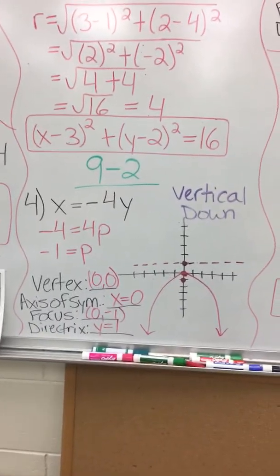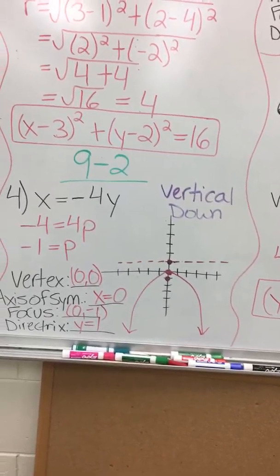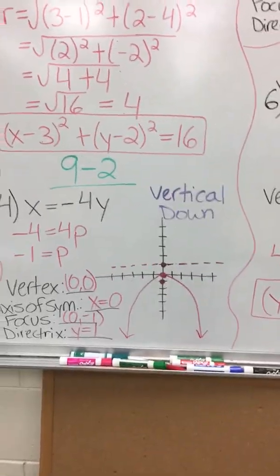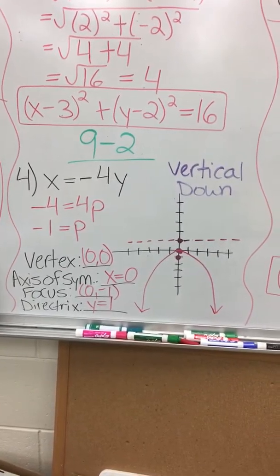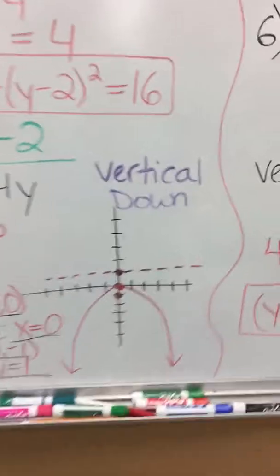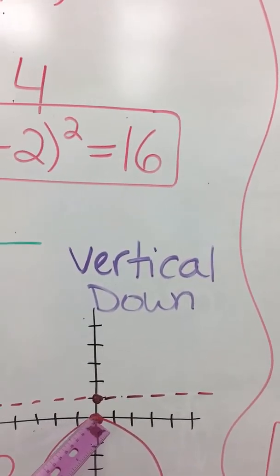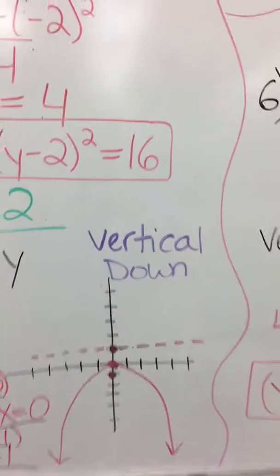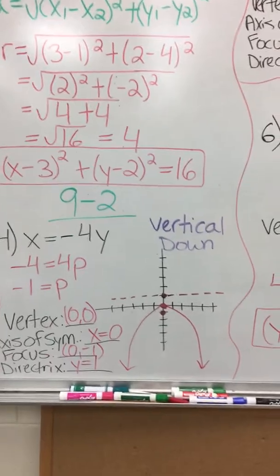Since our focus was at (0, -1), remember that the directrix is always in the opposite direction and the same amount of your p-value. So since we have the focus, which is right here, at -1, we have to go here to +1 to get that directrix. So our directrix is y equals 1.